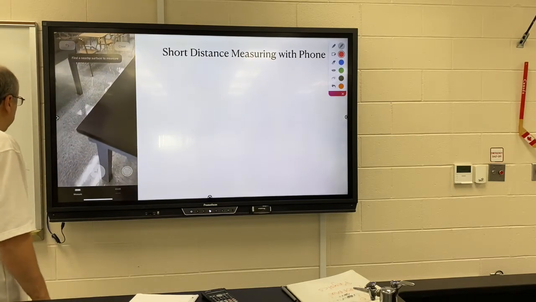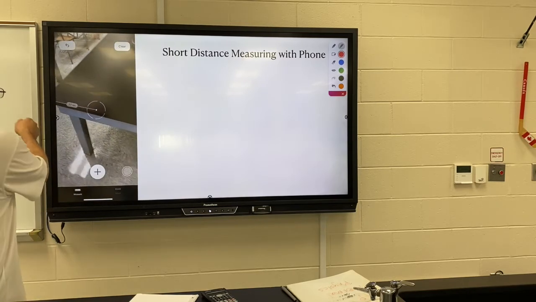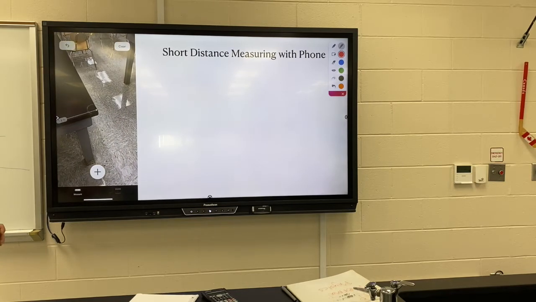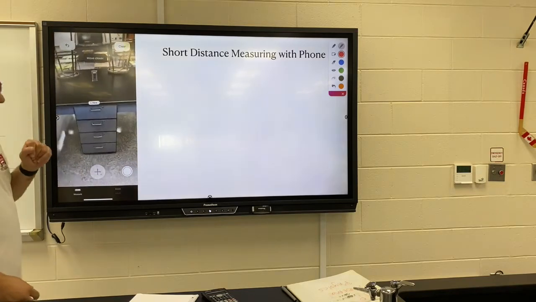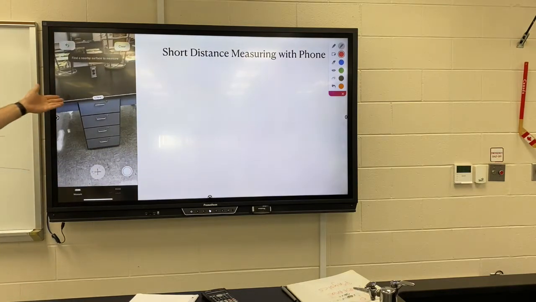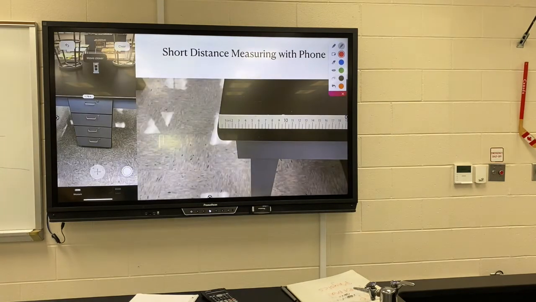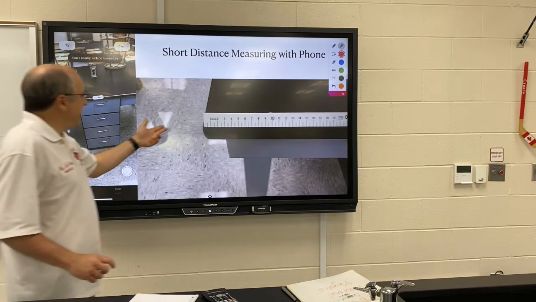I put the dot on the spot I'd like to measure, and I hit the plus sign. I then drag my phone to where I want to stop, and I hit the plus sign again. You notice it was around 1.8 meters. Here it's telling me about 1.79 meters. We want to see if I actually did that accurately. So you can see I went to the same lab table, and I used meter sticks.